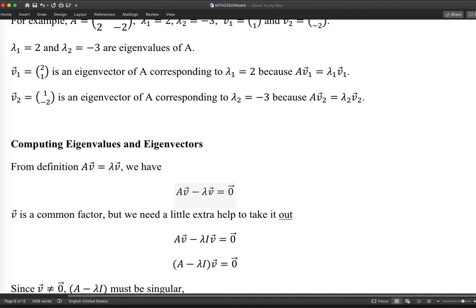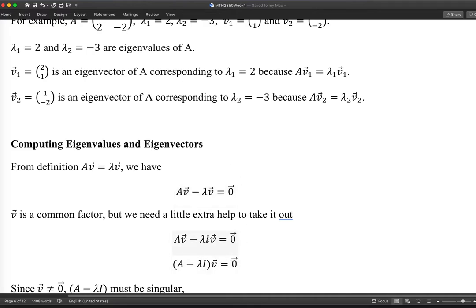But when you want to factor it out, you want to be very careful. If you just factor out this v directly, we are going to have A minus lambda, right? Remember, A is a matrix. Lambda is a scalar quantity. Basically, there's no such thing as A minus lambda at all. But remember, we do have a special matrix. It is called the identity.